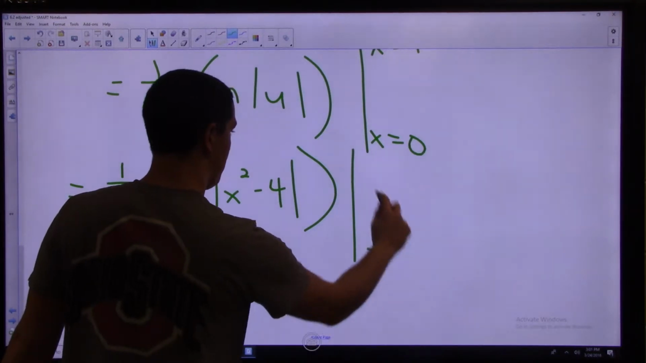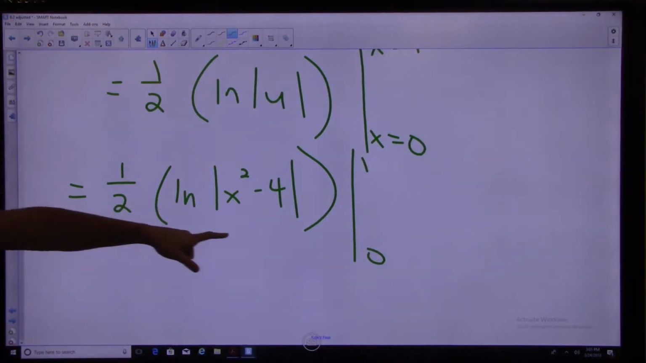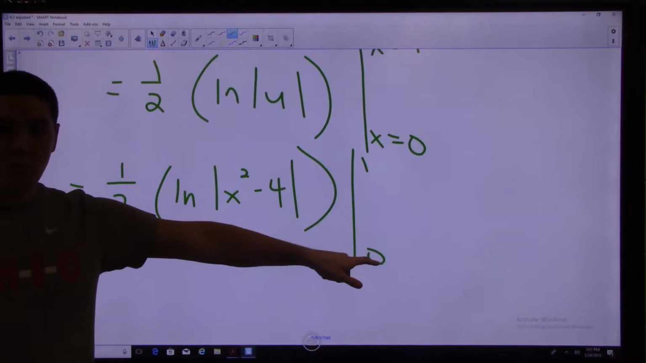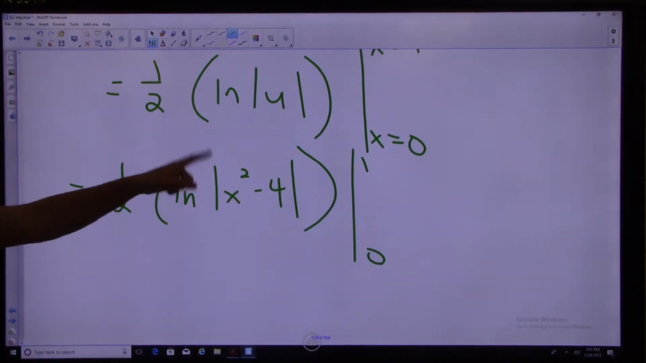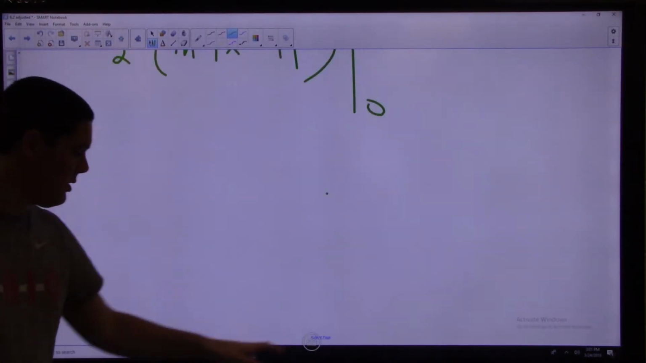We want to evaluate it from 0 to 1. Since I know I've got x values here, I can get rid of my x equals. I mean, you could keep them if you wanted to. But I'm just going to plug in 0 and 1. So let's do that.